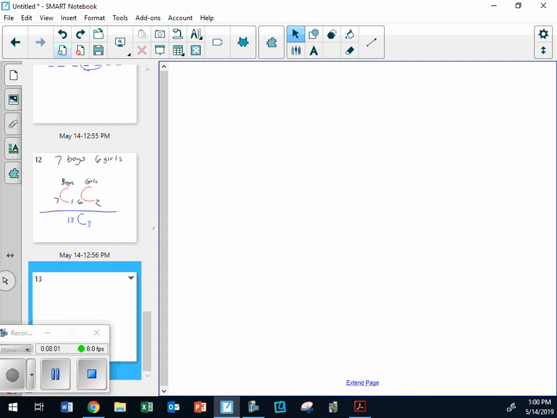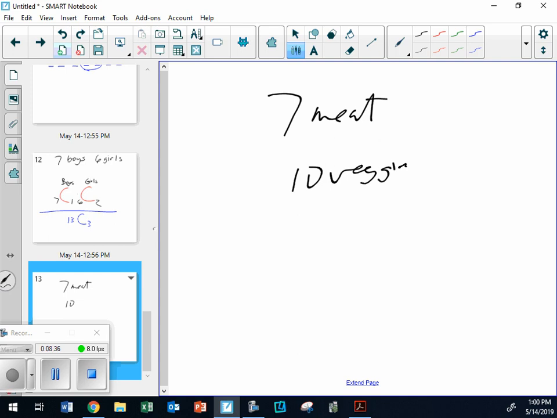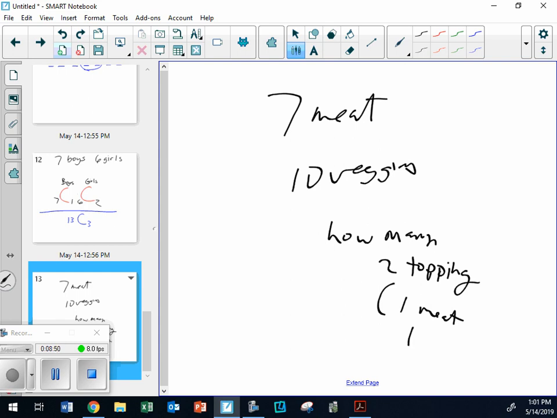This one's going to be pizza. And let's see if you can figure out which kind of tool you should use for this. I have 7 kinds of meat and 10 kinds of vegetables. How many 2-topping pizzas can I have where you get 1 meat and 1 veggie? 7 meats, 10 veggies. How many 2-topping pizzas where you have 1 meat and notice I said 1 veggie?